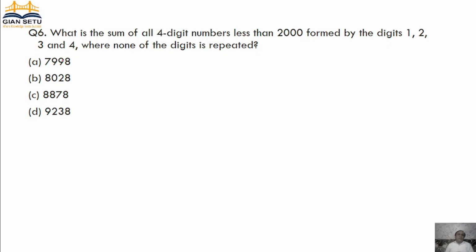Now question number 6 is, what is the sum of all 4-digit numbers less than 2000 formed by the digits 1, 2, 3 and 4, where none of the digits is repeated? Now all 4-digit numbers which are less than 2000 must have 1 at the thousands place, and we can have any digit from 2, 3 or 4 at the units place, tens place and hundreds place. Right. Now let's try to write all the numbers. The first number can be 1, 2, 3, 4 and 1, 2, 4, 3.